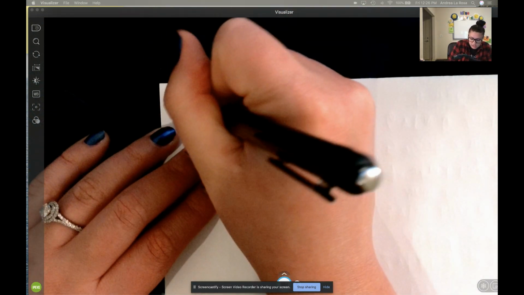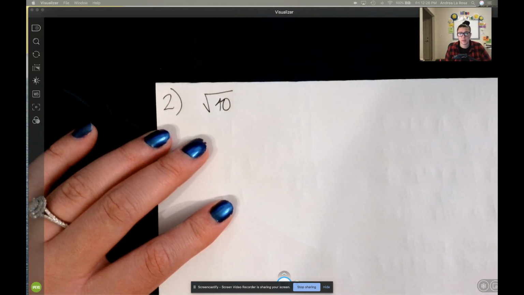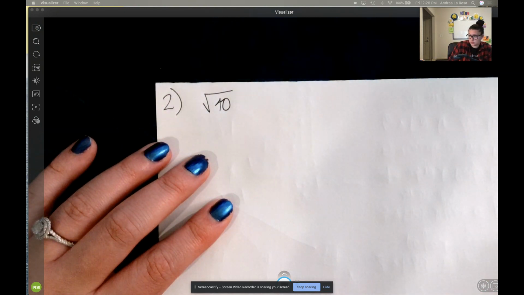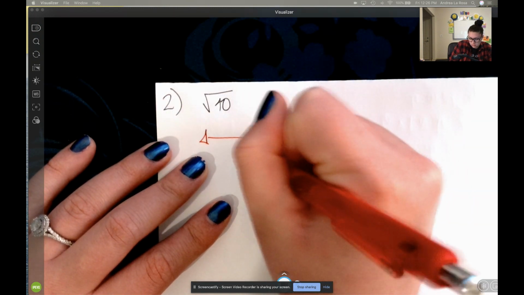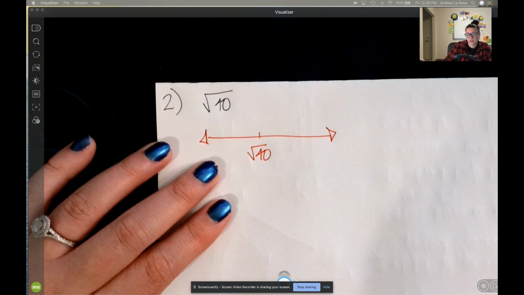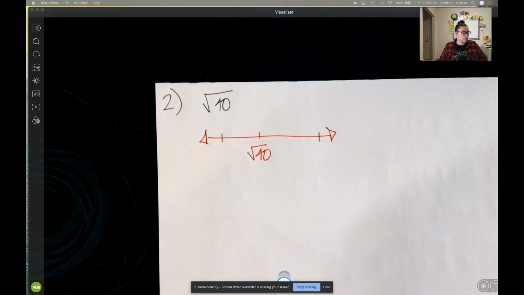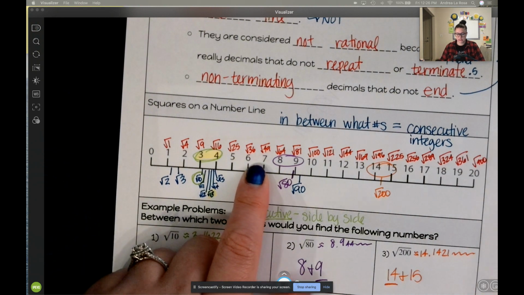The second approximation I have is the square root of 40. What's the first thing we want to do? Get 40 on that number line. Step 2 is what? Get the perfect squares bigger and smaller than 40. What are my perfect squares bigger and smaller than 40? Use your cheat sheet if you need it. 40 is between 6 and 7.